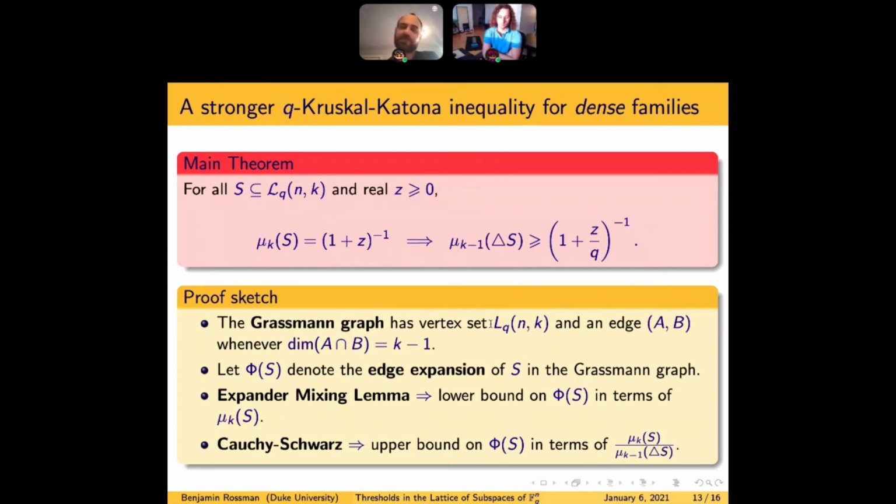And then the expander mixing lemma gives a lower bound on phi of S in terms of the k-subspace density, just directly. This uses the known characterization of the eigenvalues of the Grassmann graph. On the other hand, the Cauchy-Schwarz inequality gives an upper bound on the edge expansion of S in terms of the ratio of the k-subspace density of S and the k minus 1 subspace density of its shadow. When you combine this lower bound with this upper bound, this inequality pops out.